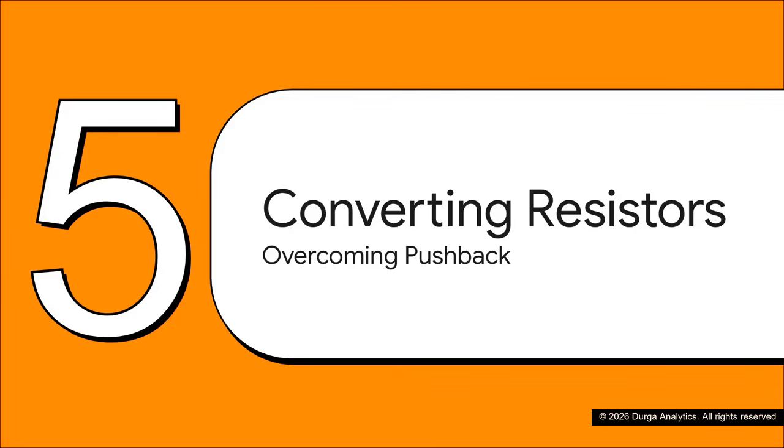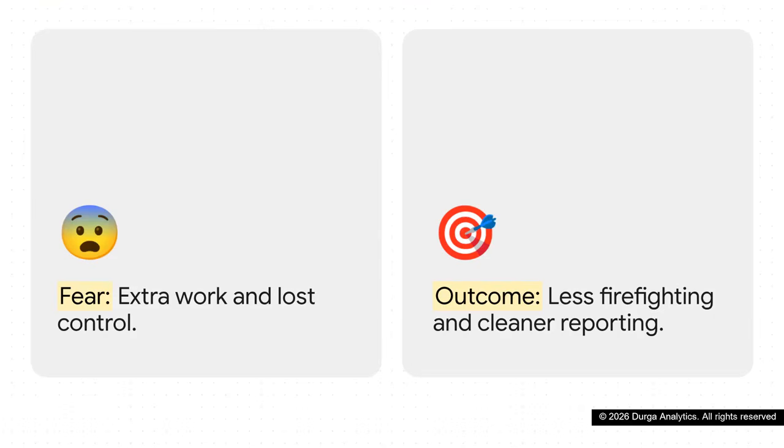All right, Section 5, Converting Governance Resistors. So why do people push back? Simple. They fear extra work and lost control. To convert those fence-sitters, you never ever sell data governance for its own sake, because honestly, nobody cares about that. You sell the outcome. You show them what they gain. Less firefighting on the weekends, cleaner reporting, way fewer terrifying audit surprises. Frame your program as a way to reduce their extra work. Once those fence-sitters see their peers actually benefiting, they'll jump on board for sure.